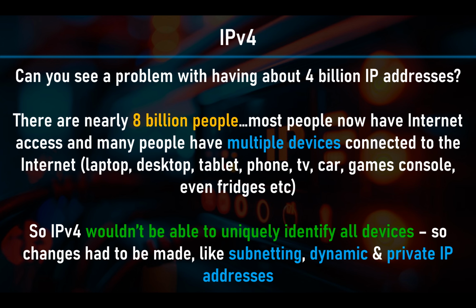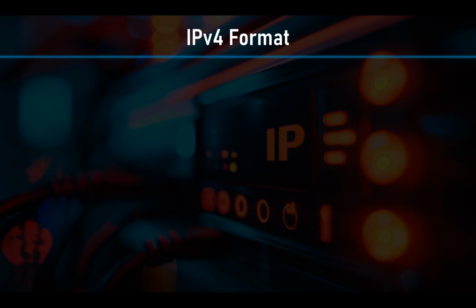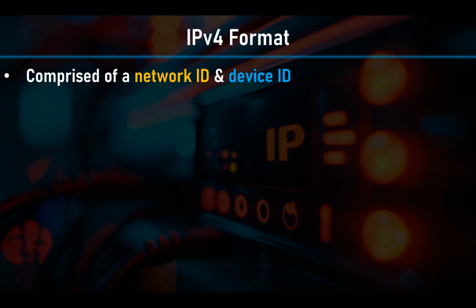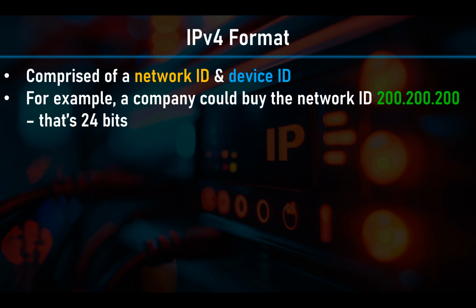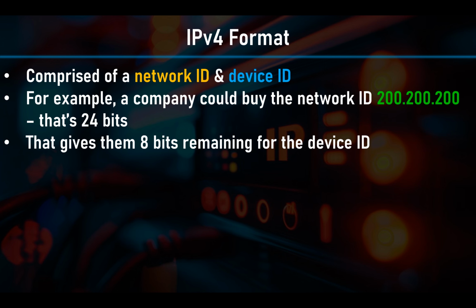Therefore there had to be changes, for example, subnetting, dynamic and private IP. And IP version 6 did come later, compared to these other three. Let's say the format has a network ID and a device ID. For example, a company could have the network ID 200.200.200, which is using 24 out of the 32 bits. That gives them 8 bits remaining for the device ID.